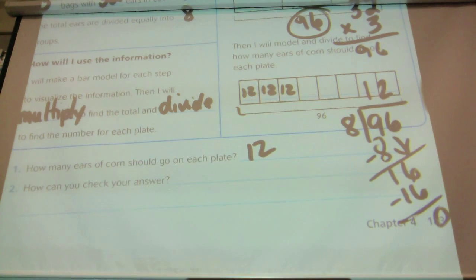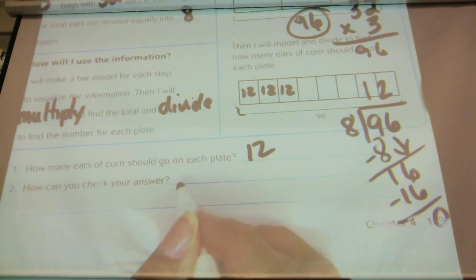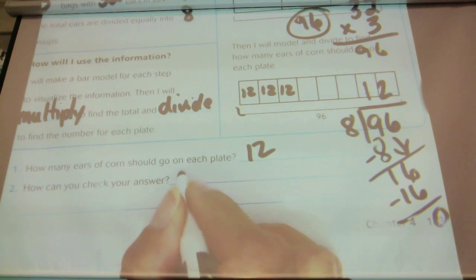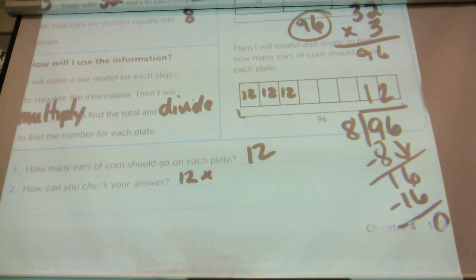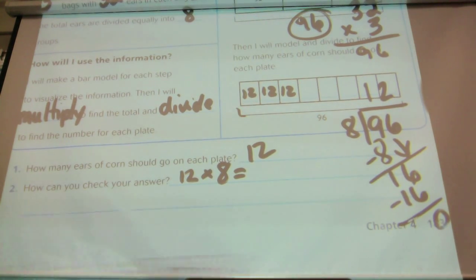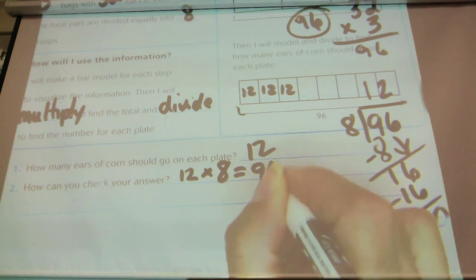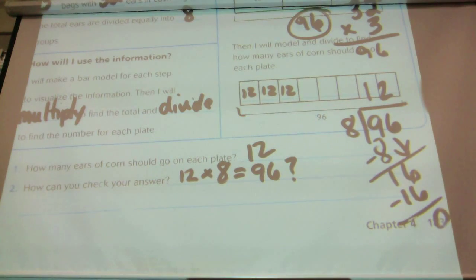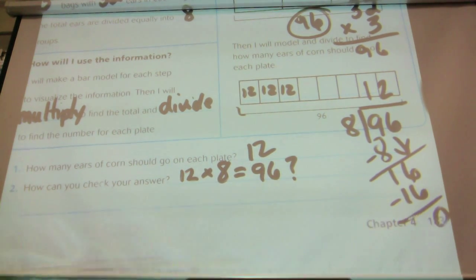How can you check your work to make sure that you got the right answer? Any ideas? Sophia, what do you think? You could multiply 12 times 8 and see if it gave us 96. I'm going to put a question mark because that's what we need to do. We need to find out, does 12 times 8 equal 96? Okay? And that's how you check your work on division problems.